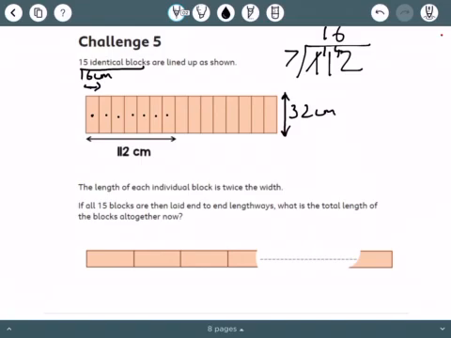Let's read on. If all 15 blocks are then laid end to end, lengthways, so like this, what is the total length of the blocks altogether now? Okay, so lengthways means that this here is going to be our length, and the length is 32 centimetres. So basically there, that's 1 block. 2 blocks will be another 32. So 2 blocks would be 64. You've got to work out what the length of all 15 blocks would be lengthways. So you're finding out 15 lots of 32.